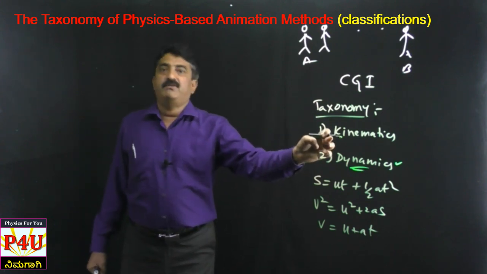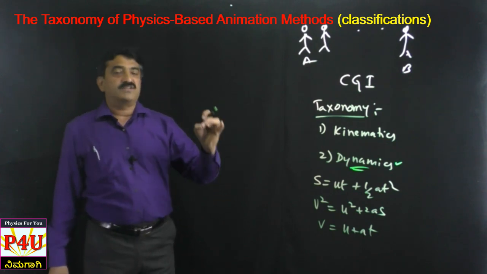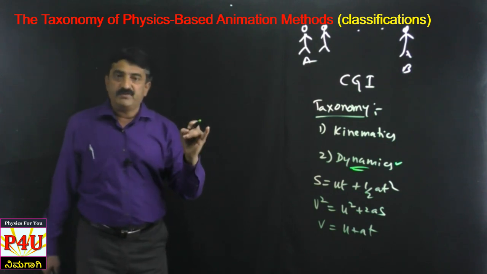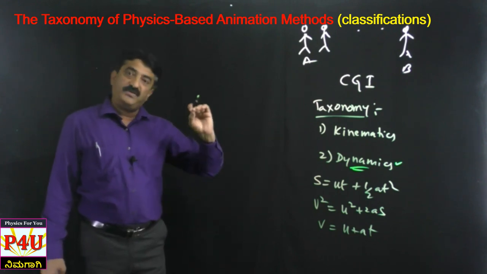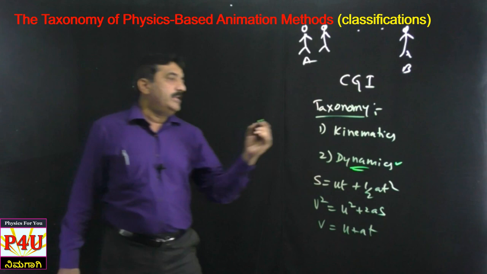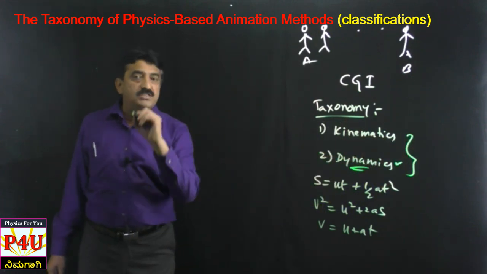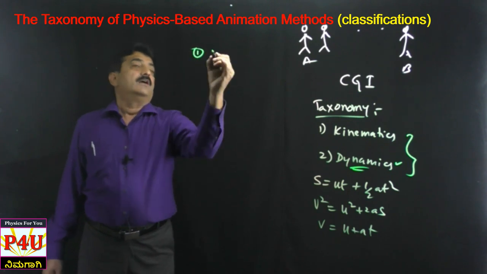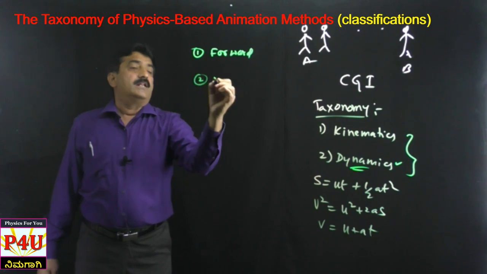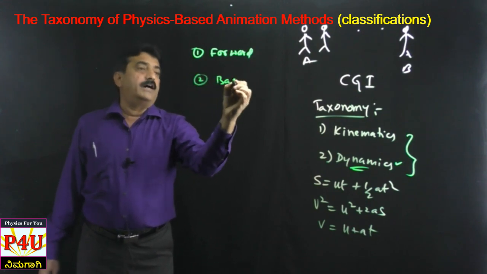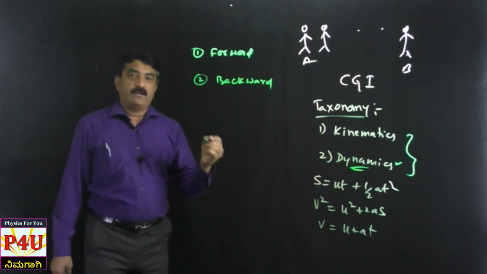Here we come across the equations of motion. Here we come across the laws of motion, like Newton's first law, second law, third law, law of conservation of momentum, law of conservation of energy, etc. Okay, so this is the first classification. Remember, in both types, that is either in kinematics or dynamics, we have two more subdivisions, namely forward and then reverse or backward. Forward and backward motion, I will explain.